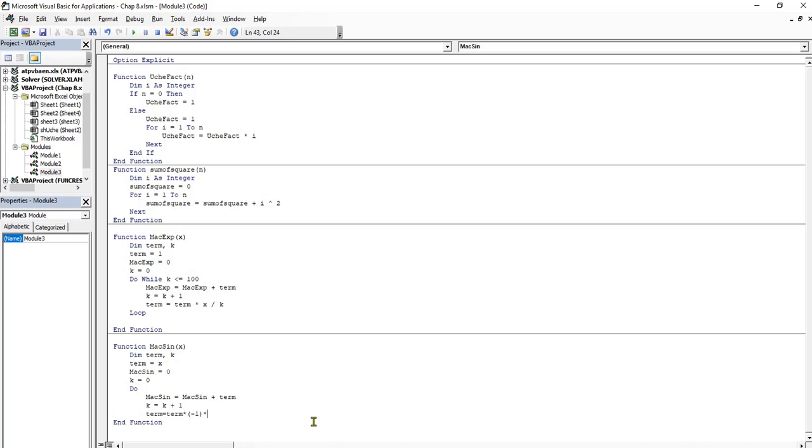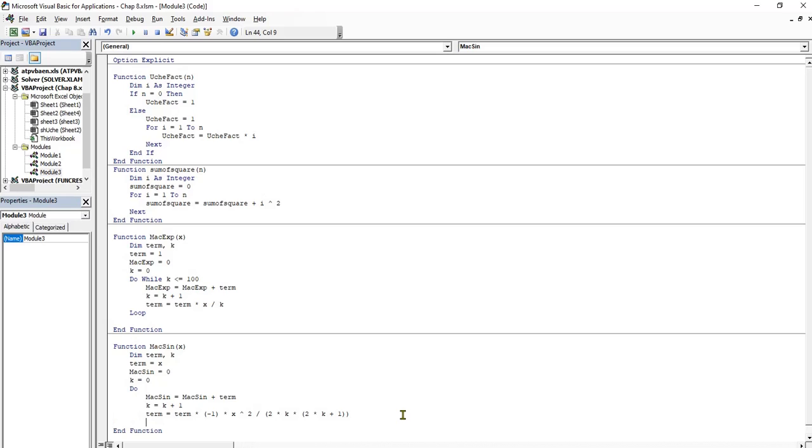So you see this, the minus 1 times x raised to power 2 divided by bracket open 2 times k times bracket open 2 times k plus 1 bracket close. So this is the term.